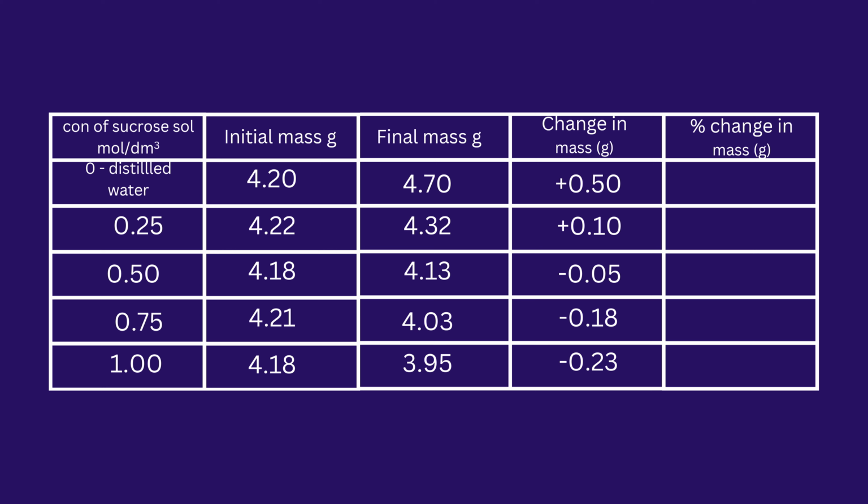This is what our table is looking like now. So we have our initial mass or final mass and the change in mass. The change in mass is a simple subtraction, right? So we subtracted the initial mass from the final mass to get the change in mass. All right, let's move on.